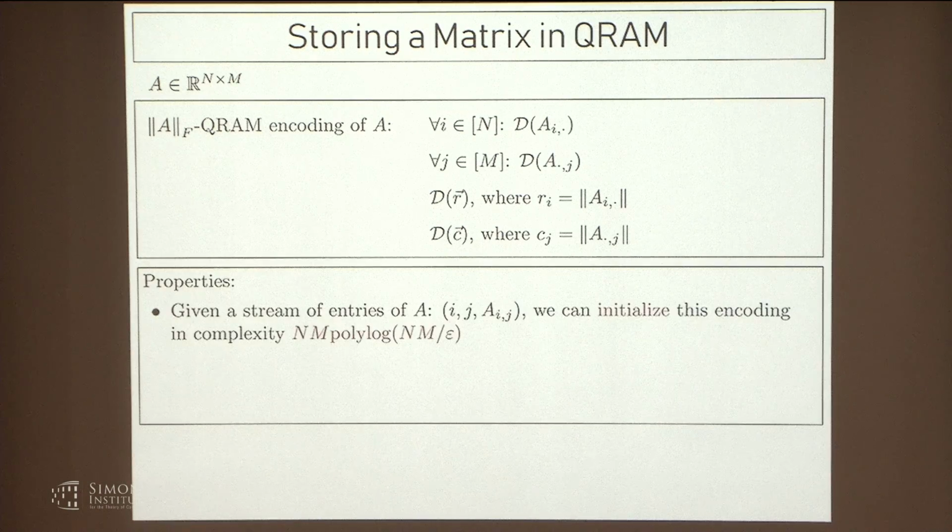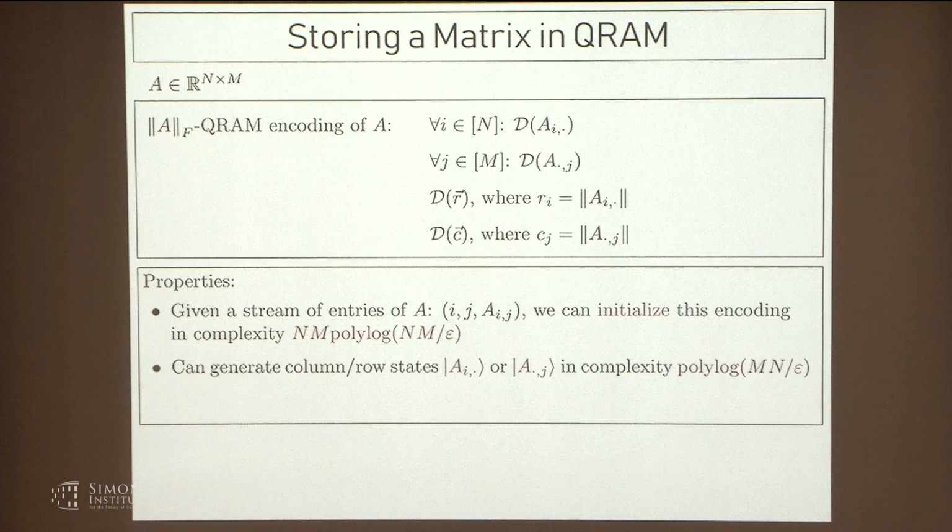It has some useful properties. One, we can initialize it from a stream of data in time proportional to the number of non-zero entries in the matrix. We can also generate the quantum states corresponding to the rows or the columns in polylog complexity. Also, less clear why this would be useful, but we can also generate this vector of row norms or of column norms in polylog complexity.